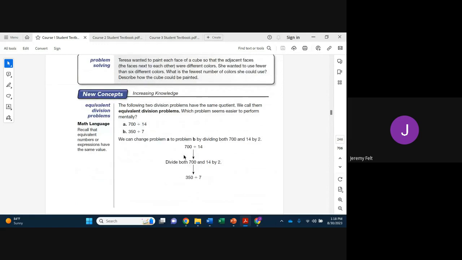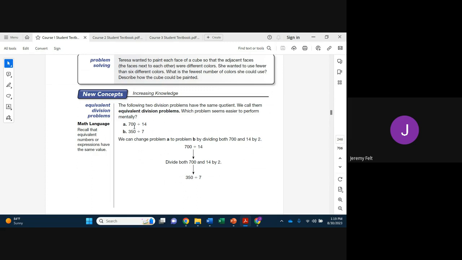So, equivalent division problems, this is just a rule that we can use to manipulate or rename the problem in a way to make it a lot easier. So, if I said 700 divided by 14 or 350 divided by 7, some may say the 700 divided by 14 is easier. I think most would say 350 divided by 7 because we're dividing by a single digit number, and we know 7 goes into 35 5 times, so it goes into 350 7 times.